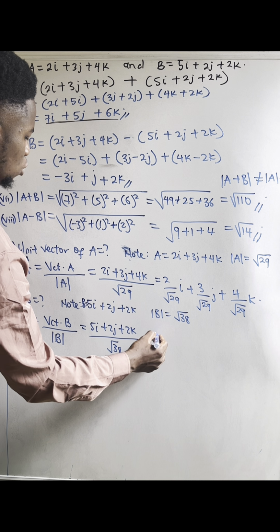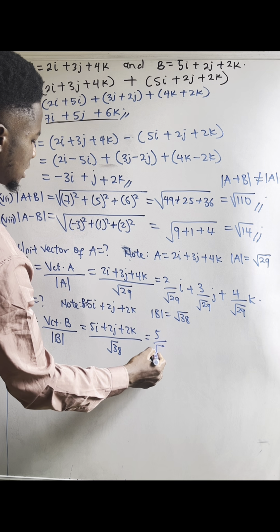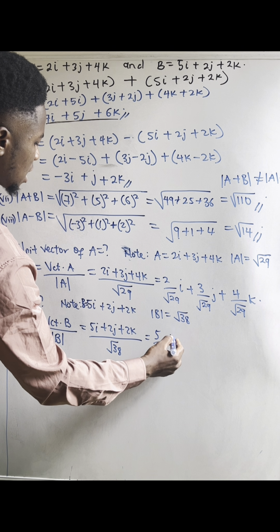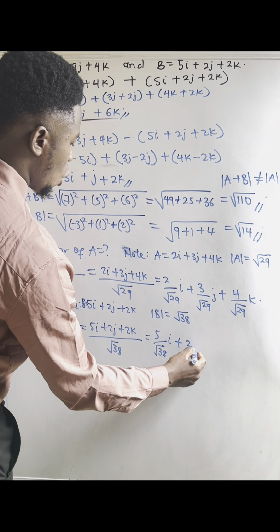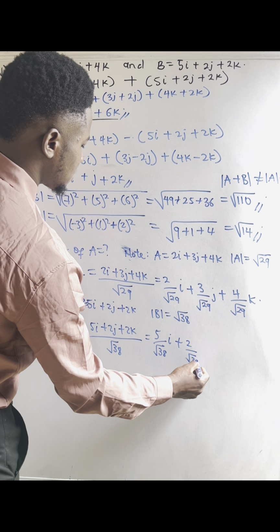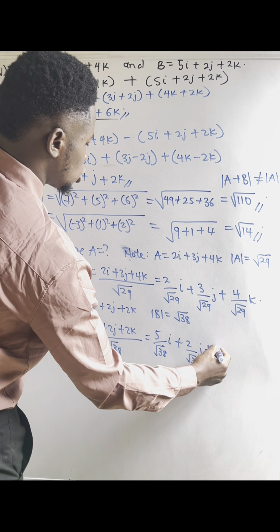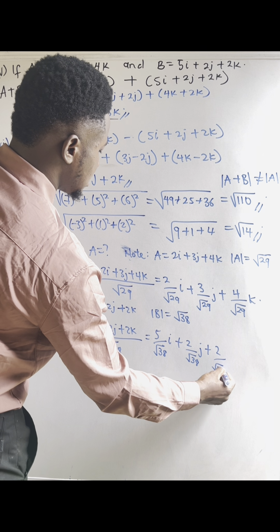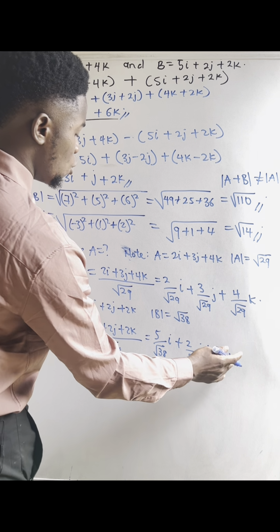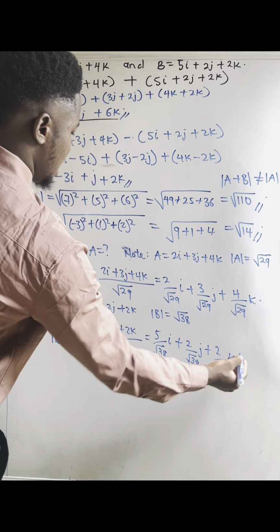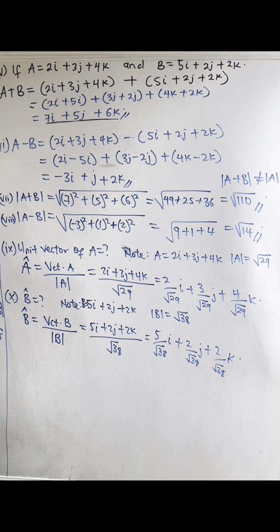Then the final answer would be 5 over root 38 i plus 2 over root 38 j plus 2 over root 38 k. So if you wish, you can also simplify further. Okay, let's look at the last question, guys.